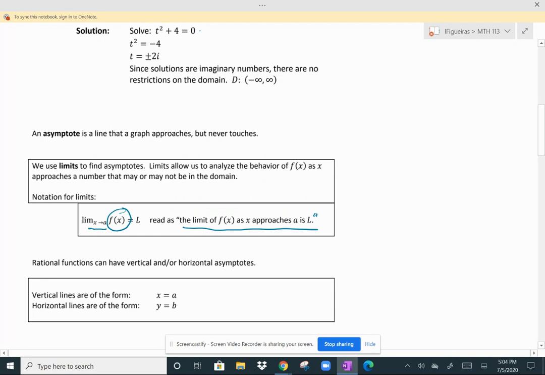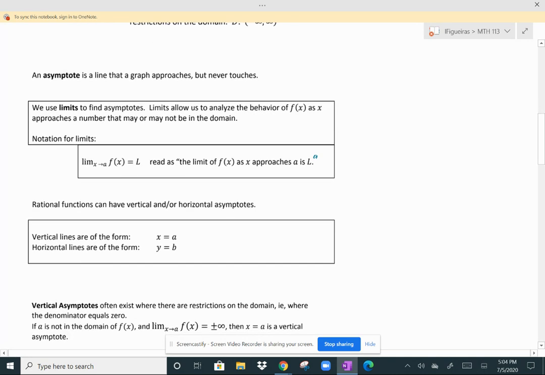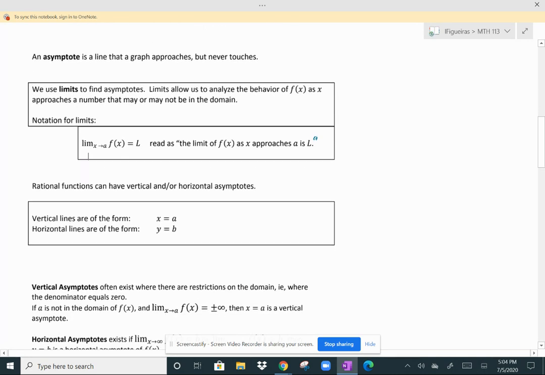And if it equals some value, some finite number called L, then we can say that this limit exists. But with asymptotes, your limit is going to approach either plus or minus infinity, which we'll see in some examples later on when we're talking about vertical asymptotes. And when we're talking about horizontal asymptotes, we'll be actually able to identify what that L is.